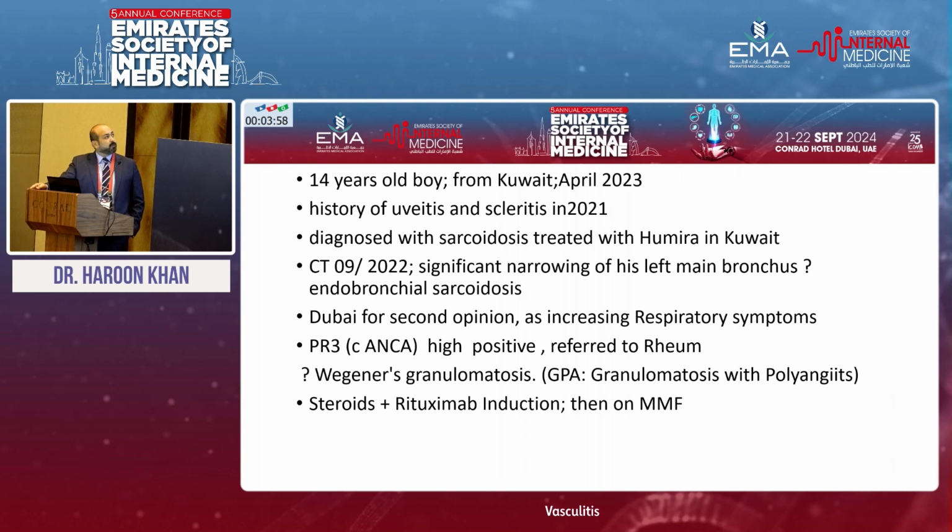So he came to us in 2022, and the CT at that time showed that he had narrowing of the left main bronchus. In the bronchoscopy, the pulmonologist got suspicious because the changes were not in keeping with how he has seen different sarcoidosis patients. And then the blood test was done. I'm surprised they were not done back in Kuwait. Maybe they weren't suspecting. His PR3 came back strongly positive. So we treated him as proper Wegener's granulomatosis, you can say.